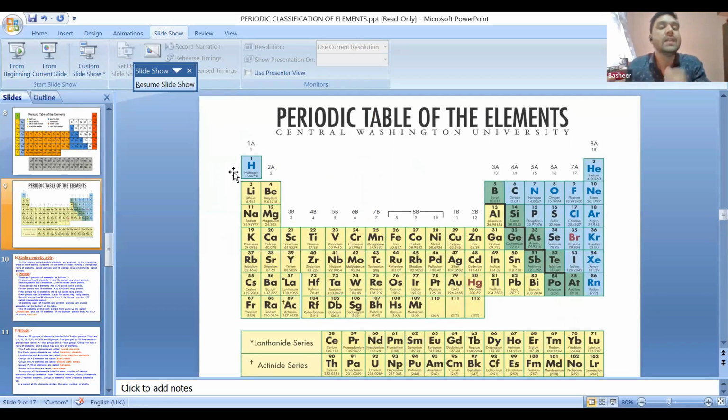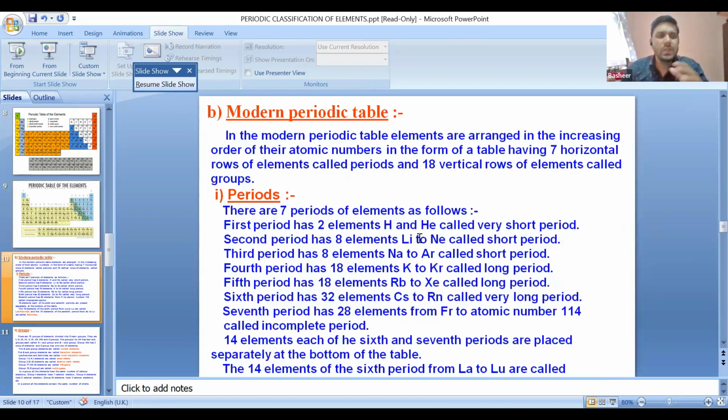From the horizontal rows, the periods: period 1 has 2 elements, that is the first shell. Period 2, 8 elements, the second shell. Period 3, 8 elements, the third shell. Period 4, 18 elements, the fourth shell, and the fifth shell, like that. So that is the way to link your concept. If you know the number of shells, you know how many elements. So if someone asks how many elements are in the fourth period, on the basis of shells you can explain that there are only 18 elements. You understand my point, everyone?